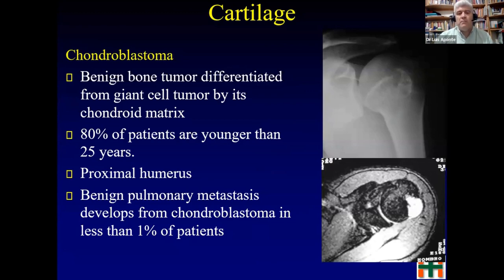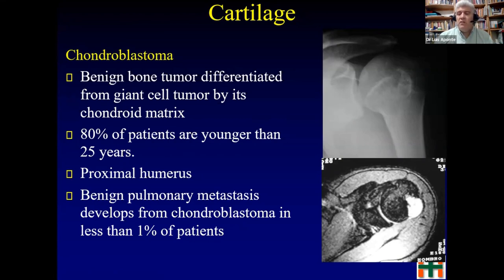And this is the benign tumor, chondroblastoma. It's different from the giant cell tumor on the X-ray. This cartilage is for the ossification centers, so that's why we find it in the epiphysis and apophysis. Chondroblastoma and giant cell tumor are mainly in the epiphysis. You can see they are very young patients. It's very common in the proximal humerus. And in some cases, it could develop pulmonary metastasis.